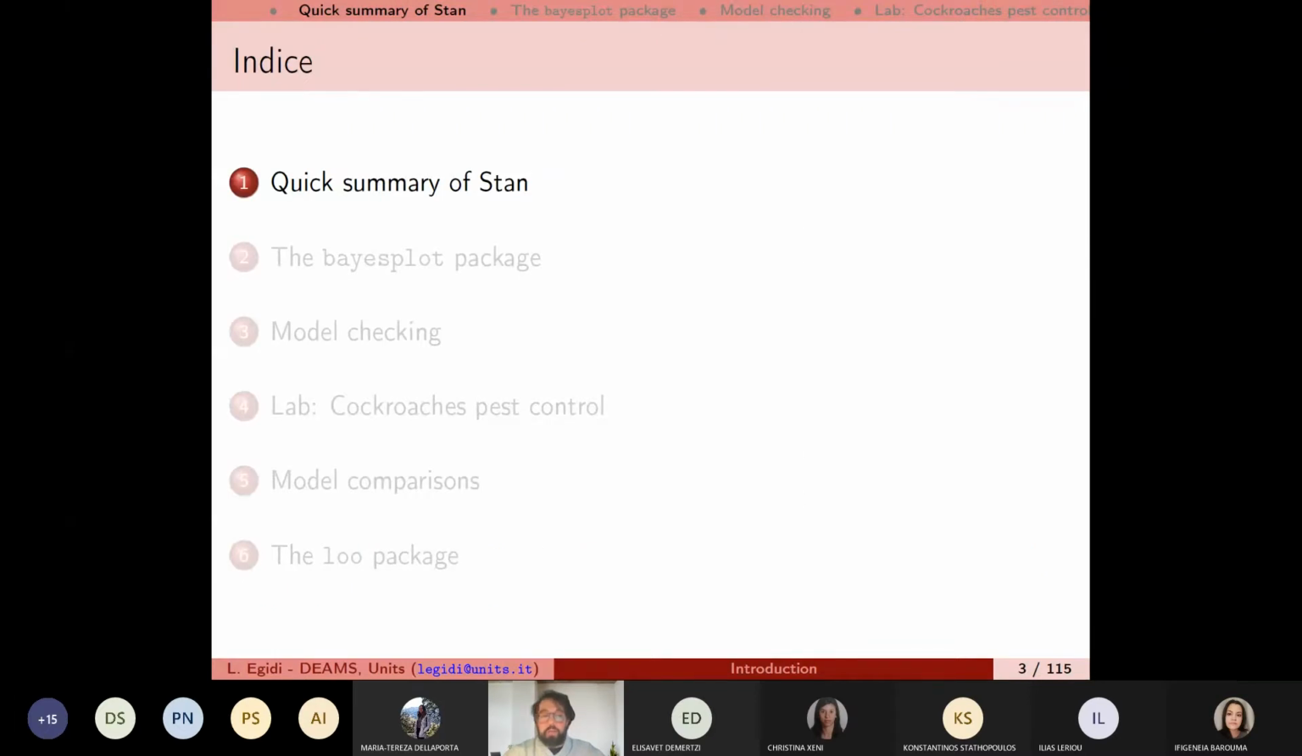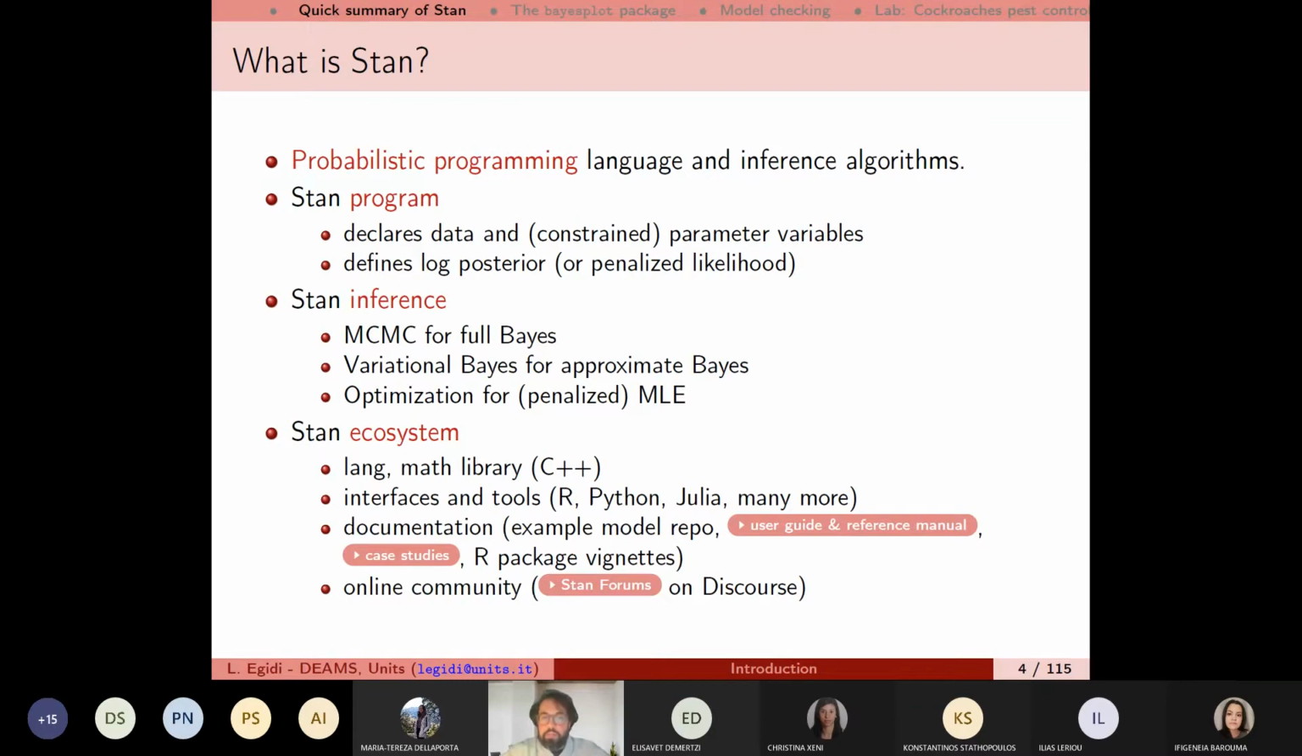So, a quick summary of Stan. Stan is a probabilistic programming language in which you declare data and define the log posterior. You can get inferential conclusions by using MCMC techniques like Hamiltonian Monte Carlo, which is an extension of the usual MCMC techniques, or you can also use variational Bayes. I'm not going to say anything about variational Bayes because that would be another very long course. Of course, I'm shrinking much material into these 2 hours, so we will be speaking about the approach of Hamiltonian Monte Carlo, then the extension of Hamiltonian Monte Carlo for full Bayes.